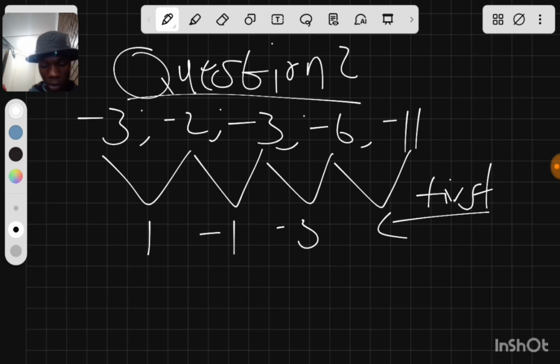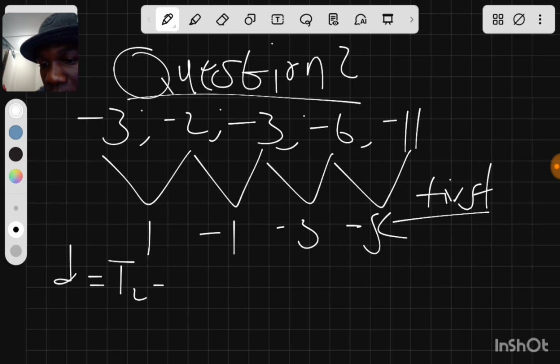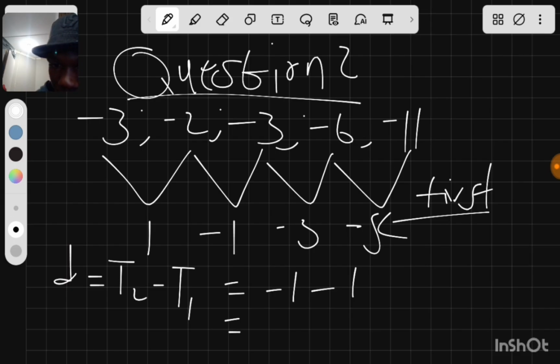So now we can see that we have A. We need a D. D is equal to t2 minus t1, but of the first difference here. What is our t2 here? It is minus 1 minus 1, which gives our D to be minus 2. Therefore we can see that our A is 1.